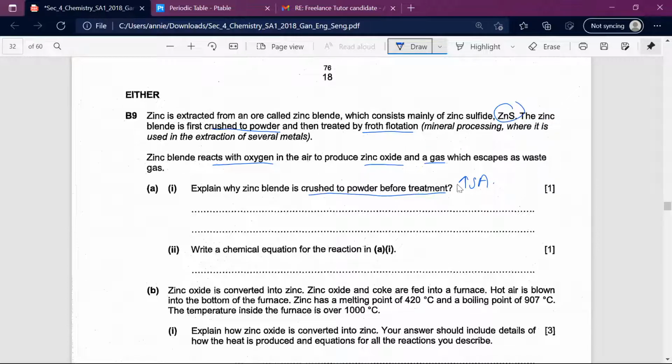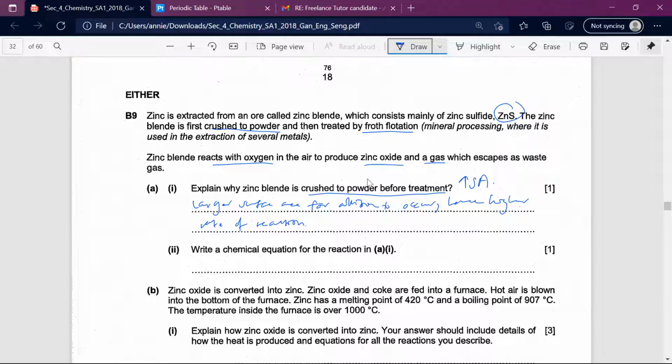And the reason for this is because there is a higher frequency of collision, as you remember in the collision theory, right? And this will mean a higher rate of reaction. So let's write it down. There's a larger surface area for collision to occur, and hence there will be a higher rate of reaction.